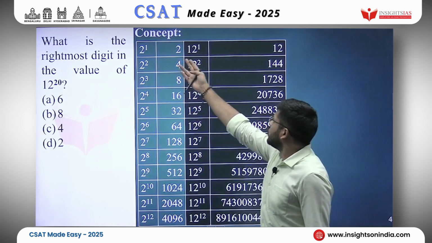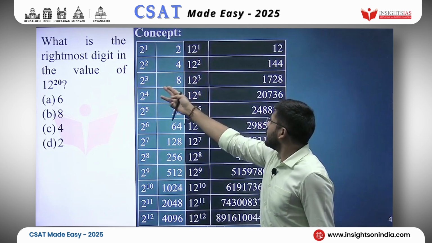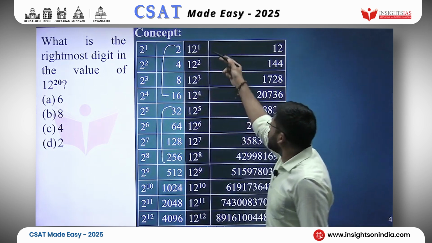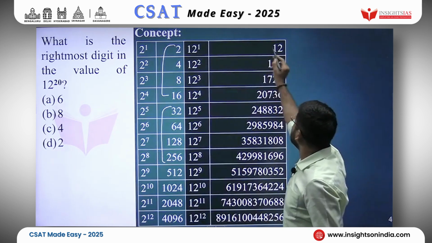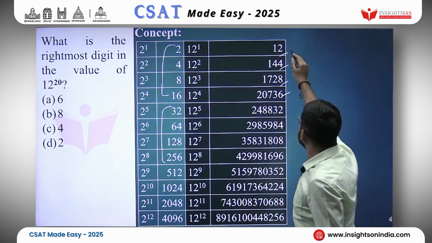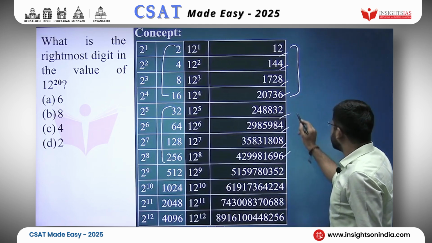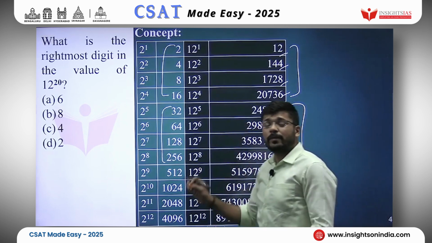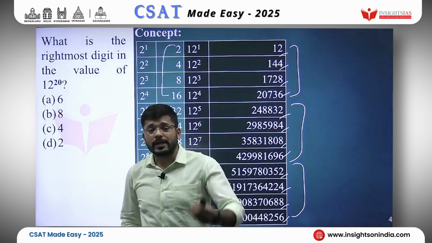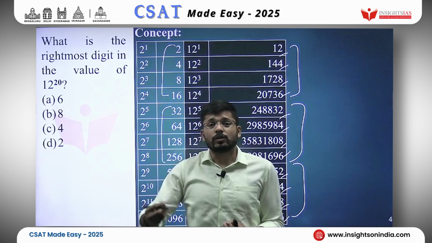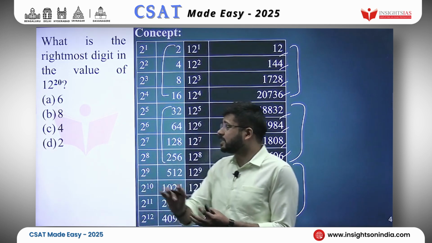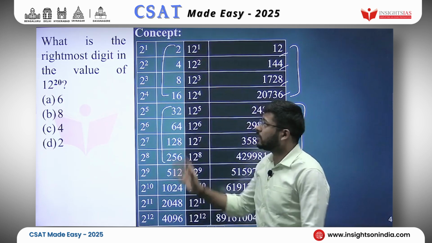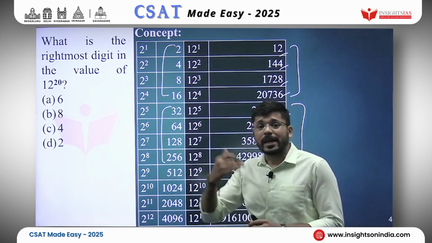Just like 2 to the power of 1 is 2 and then 4, 8, 6, look at the cycle: 2, 4, 8, 6. The same applies for 12 also. It's 2, 4, 8, 6 and again 2, 4, 8, 6. So let it be 12 or 22 or 32 or 102 or 9902, it doesn't matter. If the last digit is 2, this cycle repeats for the last digit of the exponent.